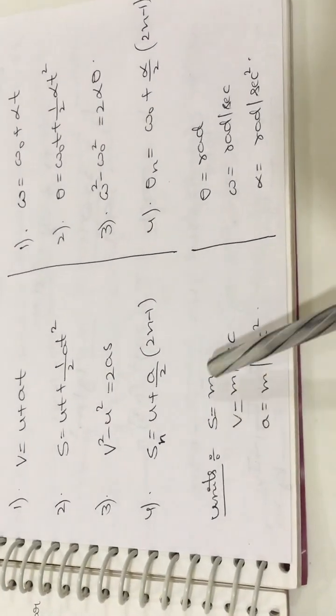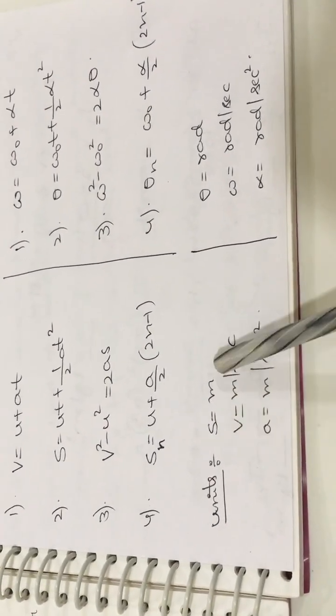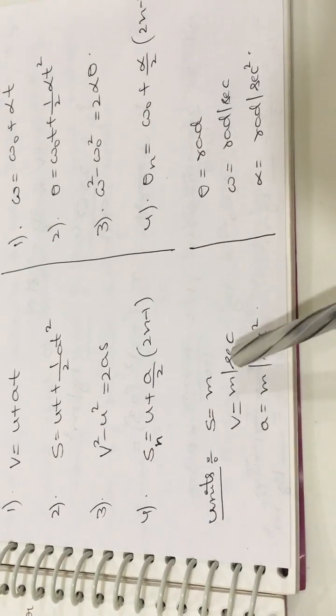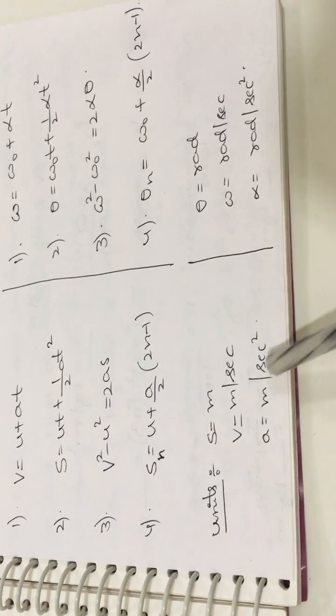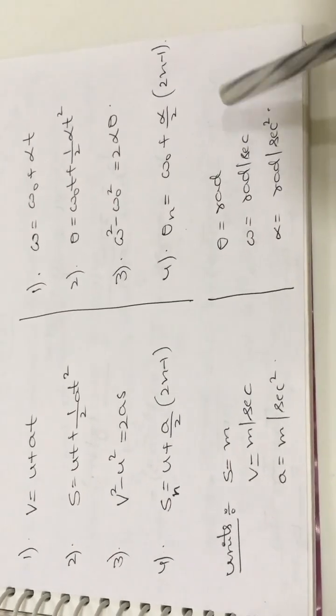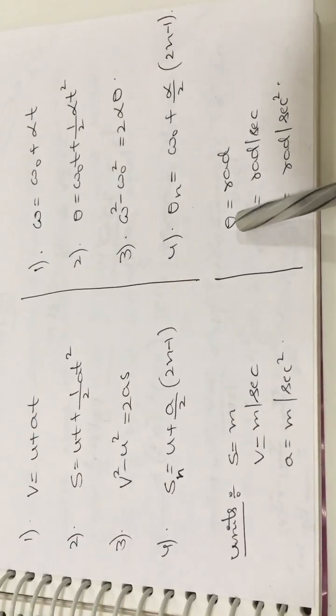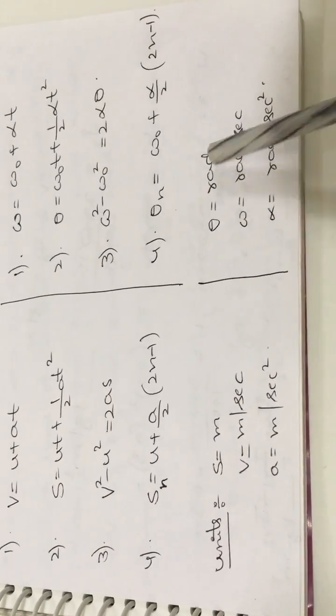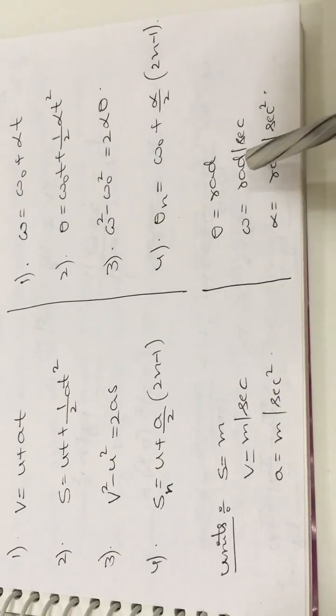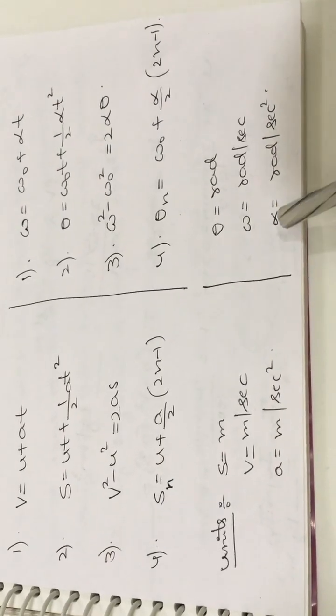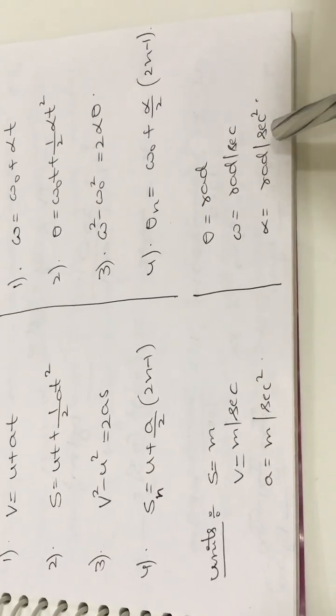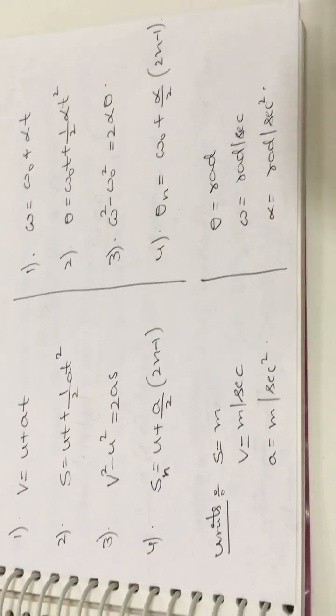Now coming to the units, displacement units are meters, velocity meter per second, and acceleration meter per second square. In the circular motion, angular displacement units are radians, angular velocity units are radians per second, angular acceleration units are radians per second square. So these are the units.